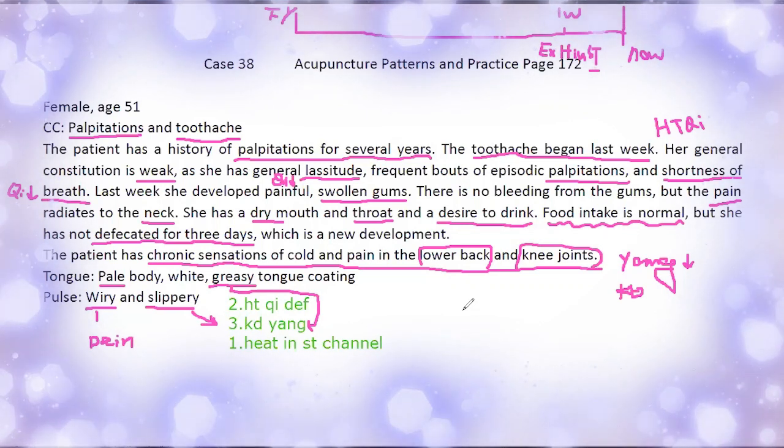So certainly, heart qi deficiency and yin yang deficiency, that's the main reason causing the palpitation. And the heat rushing up in the stomach channel, that's causing the toothache and the swollen gums.